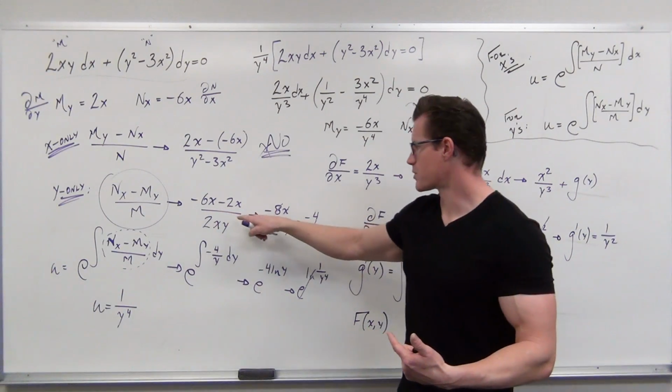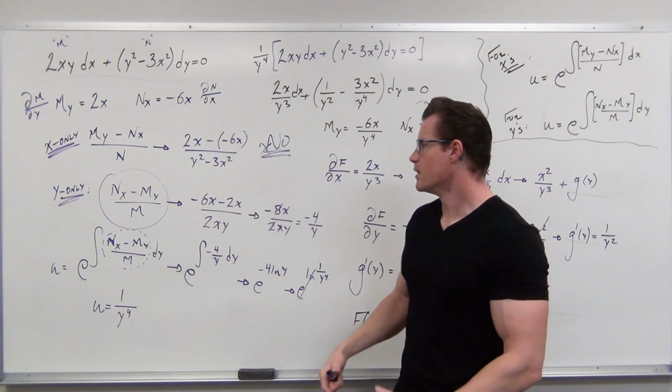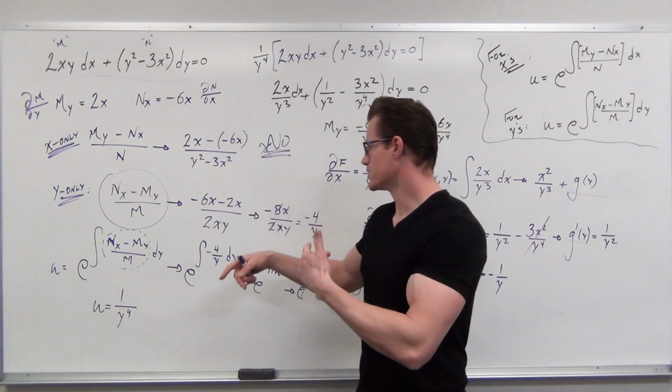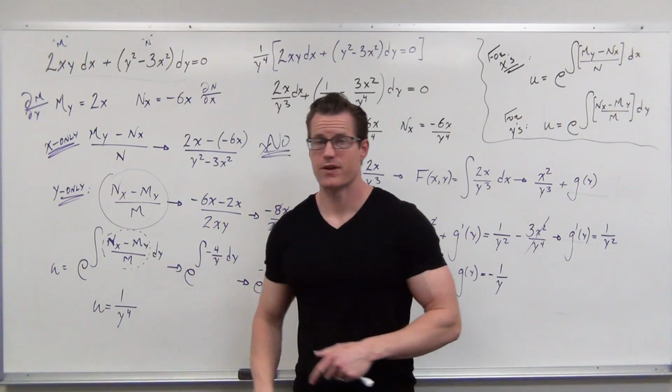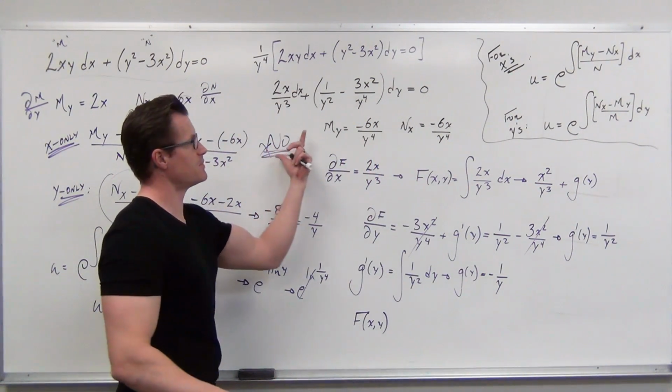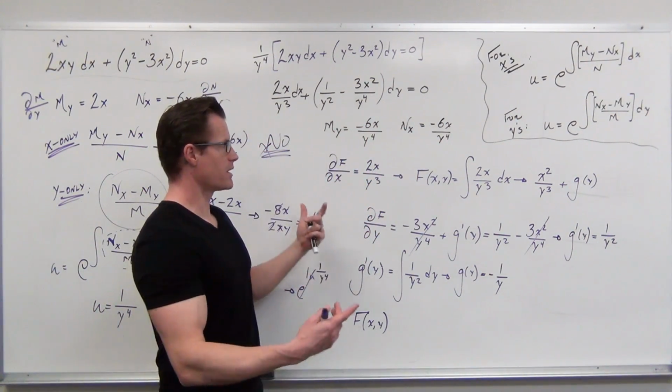So we took this in the proper order. We got negative 4 over y. We integrated. We took e to that. We found an integrating factor. We multiplied everything by it. It became exact. We said, all right, that's fantastic.